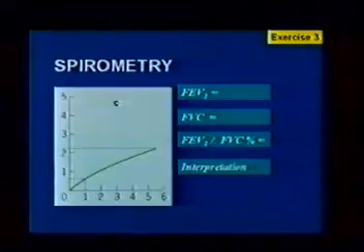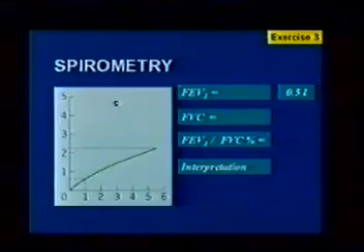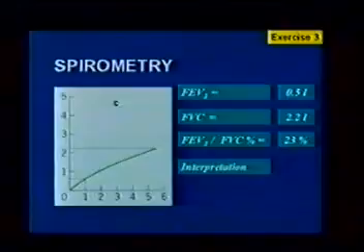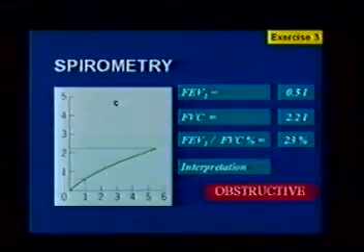Exercise 3. FEV1 is 0.5 liters, FVC is 2.2 liters, FEV1 over FVC ratio is 23%. And this is an example of obstructive airway disease.